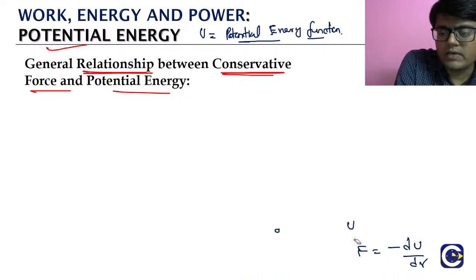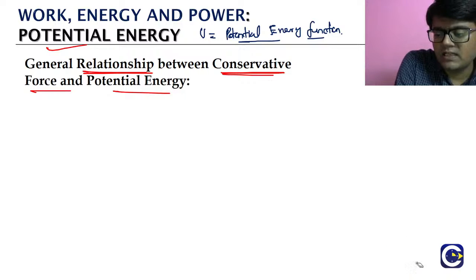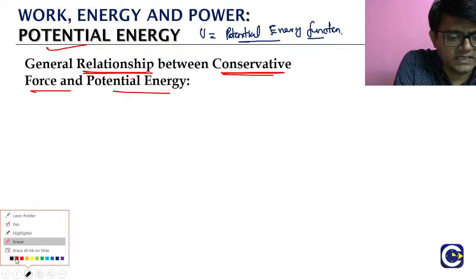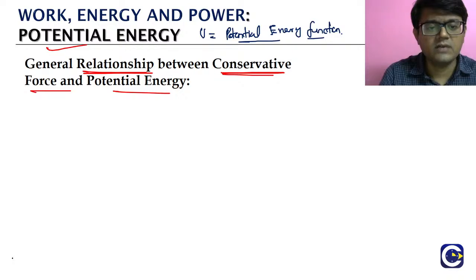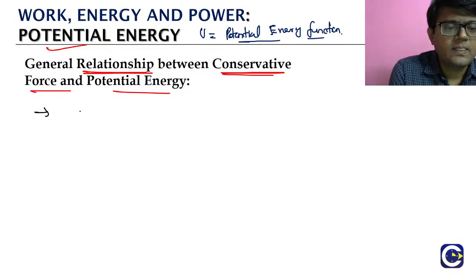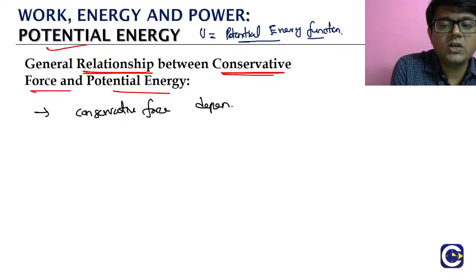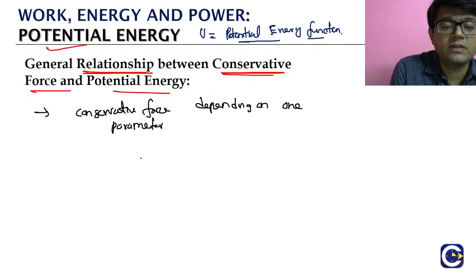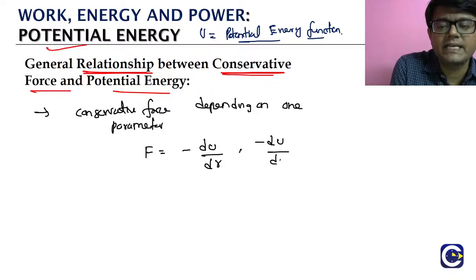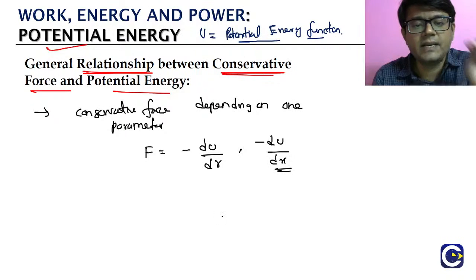Now we can look at what is the graphical interpretation of this relation. What are we saying? For this conservative force depending on one parameter. So this is the case we are discussing. Okay, what is the relation? F is equal to what? Minus du by dr, or we can say minus du by dx, assuming that parameter is the x coordinate.